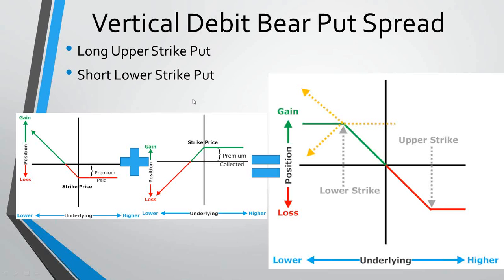We could also do this with a bear put spread. Okay, so this would be going long an upper strike put and shorting a lower strike put. So we'd be going long an upper strike put, which would be here, short a lower strike put, which would be here. So we'd be making money as it went down. Eventually, that put that we're short would kick in, and the gains would be offset by the losses of that short put. This is what the graph would look like for a vertical debit bear put spread. And we have to pay out to do this because the put that we're going long is more expensive than the put we're going short. That's why it's a debit. We're paying out of our pocket to do it.